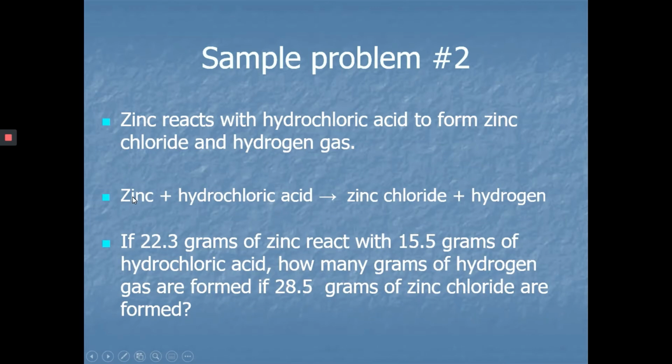And before, we start off with zinc and hydrochloric acid. Those were the two substances. We mixed those two, and those turned into zinc chloride and hydrogen. So these are your products. The question states, if 22.3 grams of zinc react with 15.5 grams of hydrochloric acid, how many grams of hydrogen gas are formed if 28.5 grams of zinc chloride are formed? This is the problem that we're going to try to solve here.